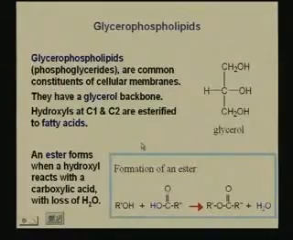Okay. Now, we are going to come to what are called the glycerophospholipids. What does this mean? We have glycerol. Glycerol is CH2OH, CHOH, CH2OH. Okay. Now, glycerophospholipids are what comprise lipid membranes. Okay. They are the constituents of cellular membranes.